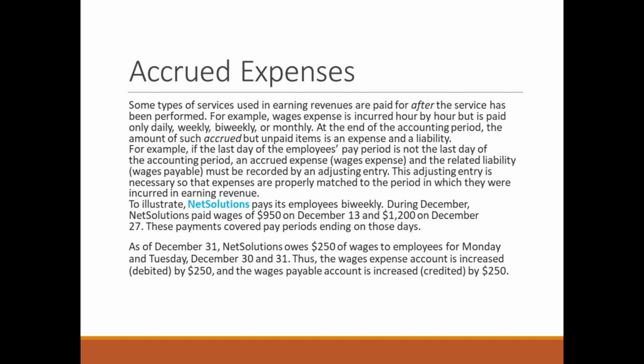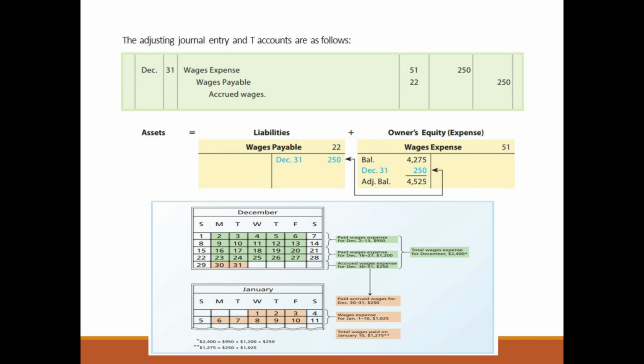During December, NetSolution paid wages of $950 on December 13 and $1,200 on December 27. These payments covered pay period endings on those days. As of December 31st, NetSolution owes $250 of wages to employees for Monday and Tuesday, December 30 and 31st. Thus, the wages expense account is increased, or debited, by $250, and the wages payable account is increased, or credited, by $250. The adjusting journal entry and T accounts are as follows.